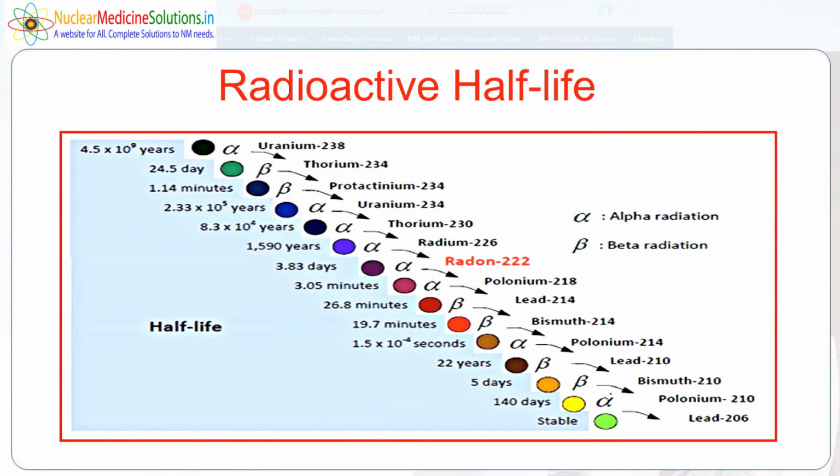Various decays are taking place, alpha, beta, then there is a certain change of energies, and the time it takes ranges from 10⁵ years down to much shorter, and finally it comes to lead-206. This is how typically we define the radioactive half-life.